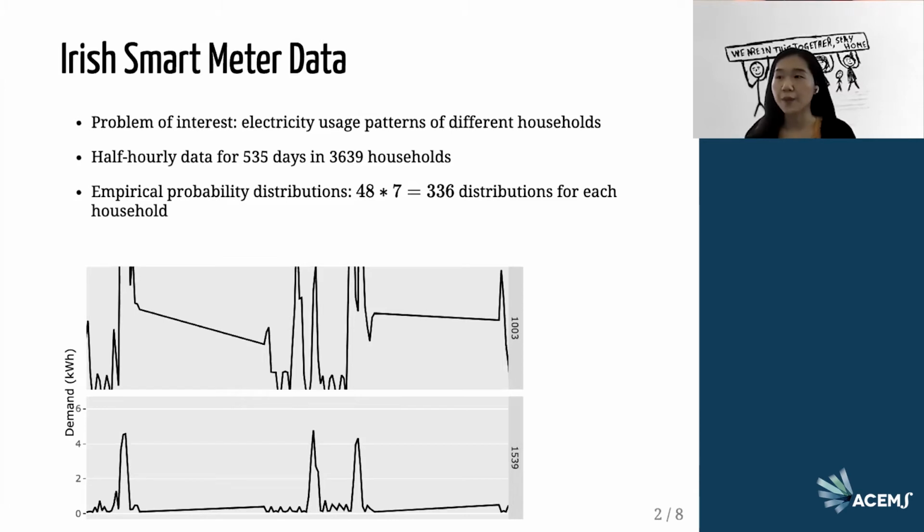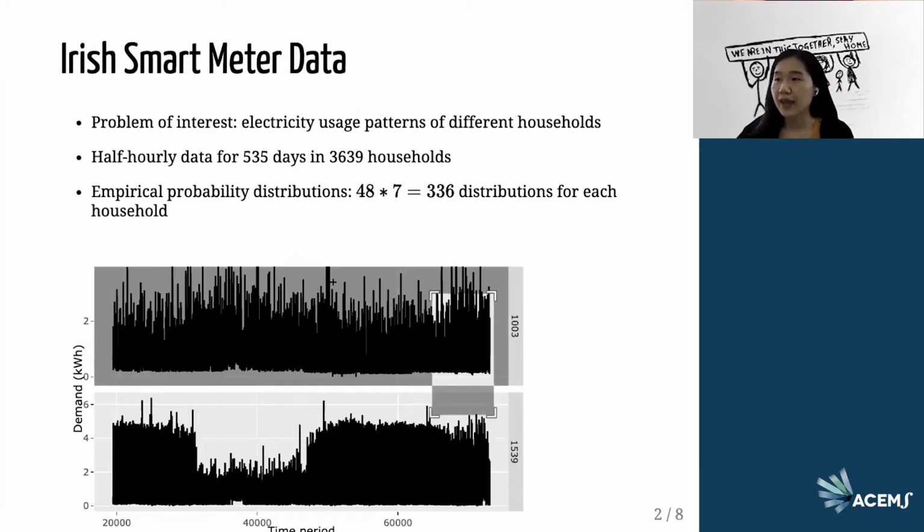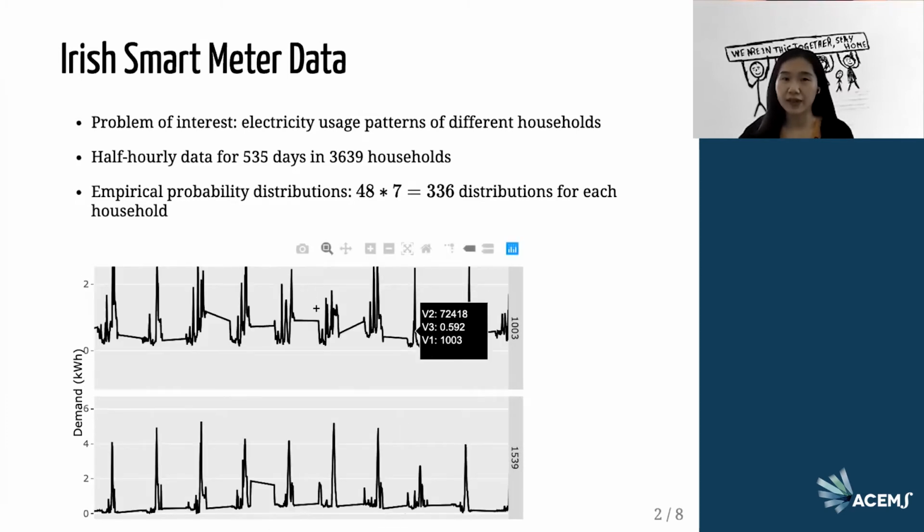If we look at this time series plot, you will notice these two different households behave differently, but the actual time of day and day of week patterns are hidden due to the large volume of the data.